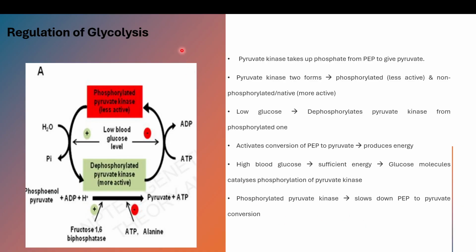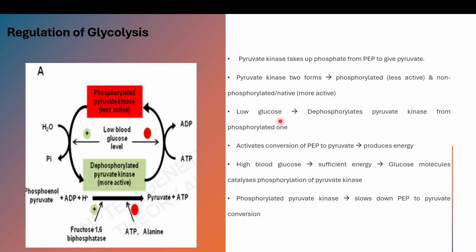Another regulation of the glycolytic pathway is via the phosphorylation of the pyruvate kinase enzyme. As we saw earlier in the pathway, pyruvate kinase takes a phosphate from phosphoenol pyruvate and gives it to the pyruvate molecule. Now, this particular enzyme has two forms. One is the dephosphorylated form, which is more active, and the other is the phosphorylated form, which is less active.